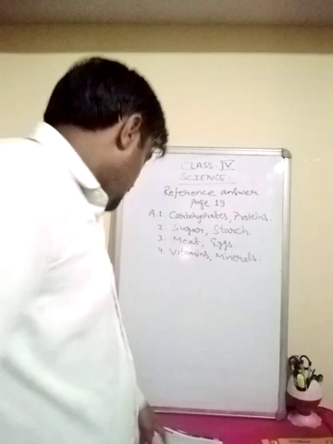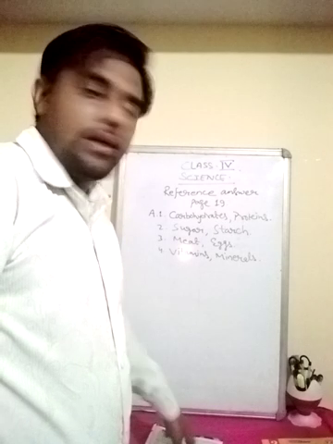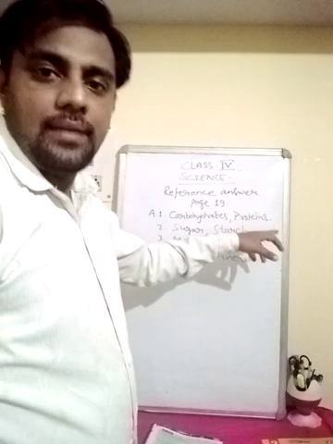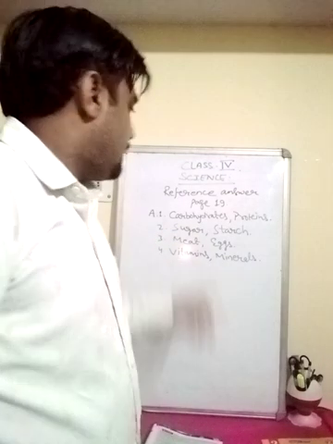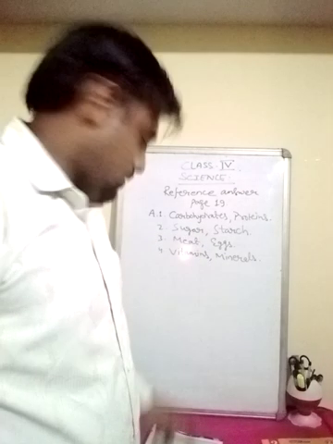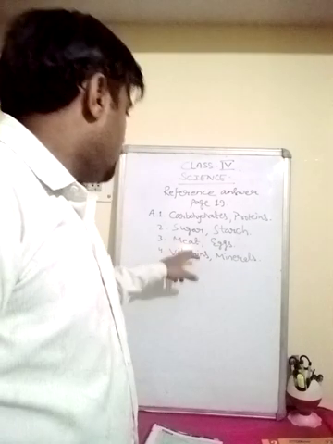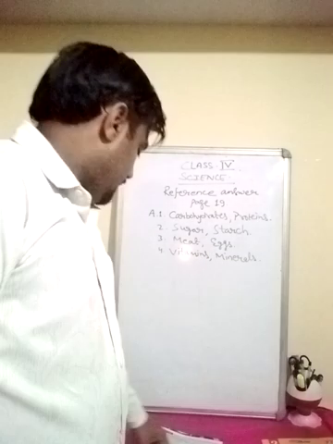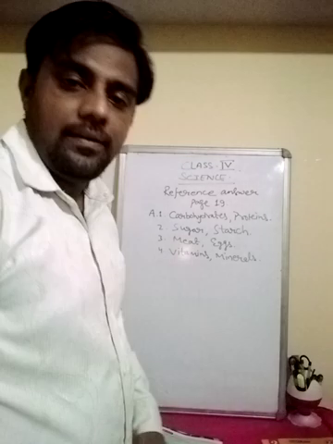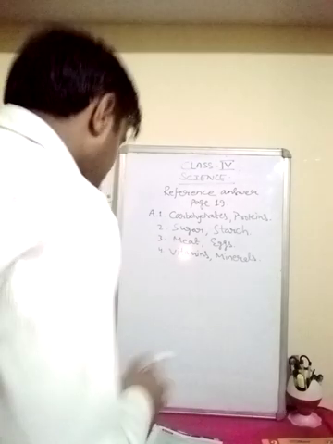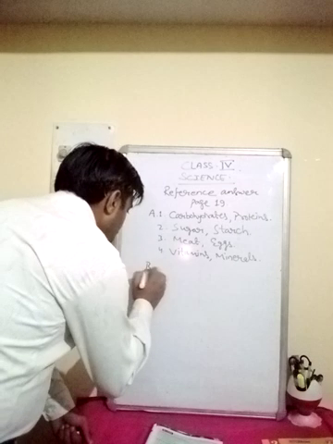Number one, essential substances that food contains: carbohydrates and proteins. Number two, main types of carbohydrates: sugar and starch. Number three, bodybuilding food: meat and eggs. And number four, main nutrients in protective food: vitamins and minerals. Now let's continue with number B.